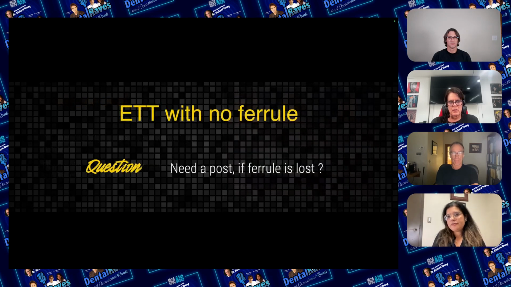So there was no added benefit that was seen. Now, let's talk about the other scenario, ETTs with no ferrule. Do ETTs with no ferrule need a post then? Because if a ferrule is present, then the post did not categorically give any added benefit. So do we need a post if the ferrule is lost?